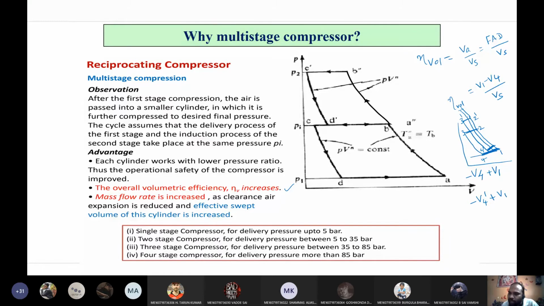Means if the pressure keeps on increasing, the effective swept volume is decreasing. Once the effective swept volume decreases, the volumetric efficiency also decreases. So therefore in single stage the volumetric efficiency is decreased by increasing the pressure. By increasing the pressure, the expansion is increased. Again I'll tell you, if you increase the pressure, what happens to clearance volume?